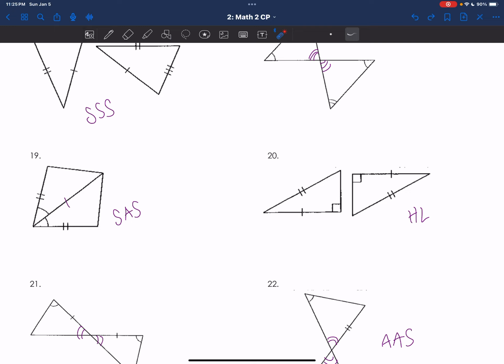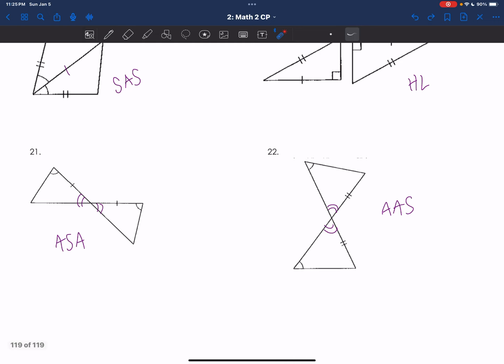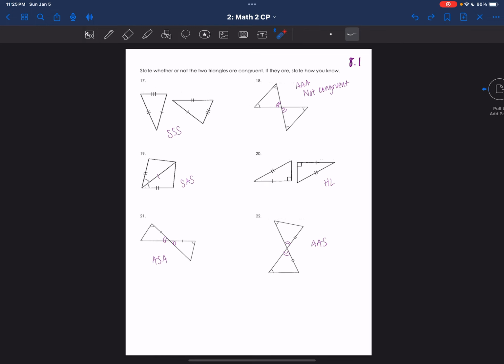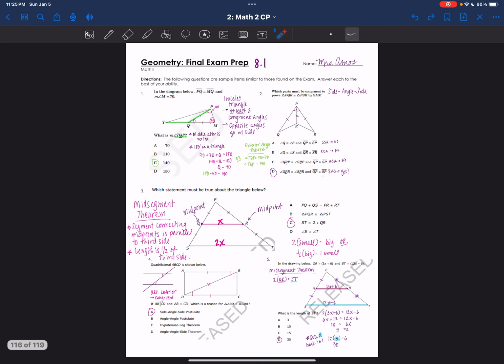All right, now here, don't forget, this is your hypotenuse, and this is a leg. So these are your hypotenuse legs. And then here, you've got an angle, you've got a side, and you've got an angle here. And then here, you've got an angle, and then you have a side. All right, and then that is your geometry final exam review.